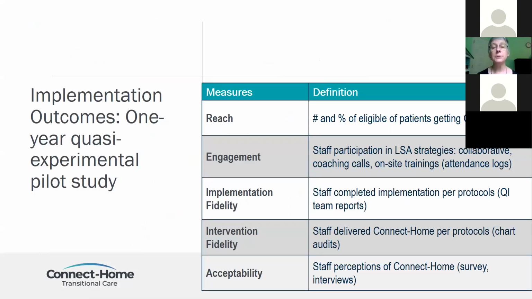So we measured reach, which is the number and percent of eligible patients who got Connect Home. We measured engagement, staff participation in the implementation strategies that were delivered by Lutheran Services of America. We measured implementation fidelity. Did staff complete the implementation strategies we asked them to complete per protocols? We measured intervention fidelity, whether or not staff delivered Connect Home per protocols. And then we looked at acceptability. How did staff perceive Connect Home? And I'm going to just review our findings for the middle three of those outcomes.